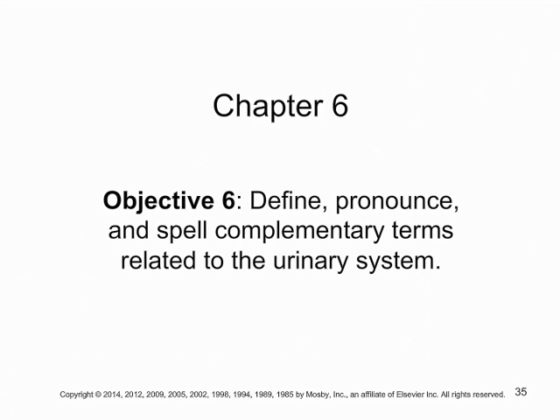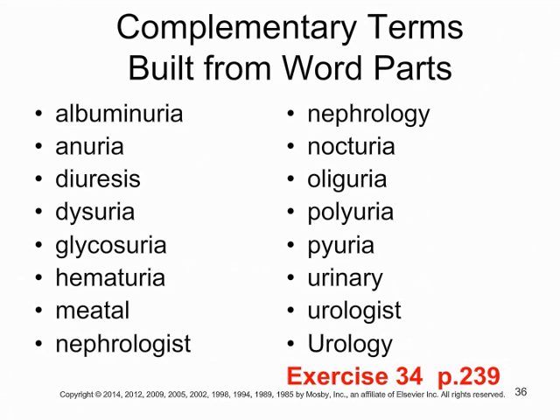The last major group of words are the complementary terms, and then we'll do the abbreviations, and then you're done with this chapter. The first term on this list is albuminuria. And this has to do with having albumin in your urine. This blood protein found in urine indicates a kidney problem. And you can also have other things in your urine. Looking at the list, we have glycosuria, meaning you have sugar in your urine. Hematuria, as we mentioned before, is blood in the urine.